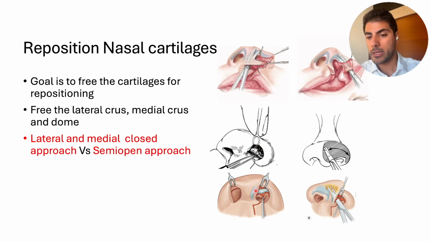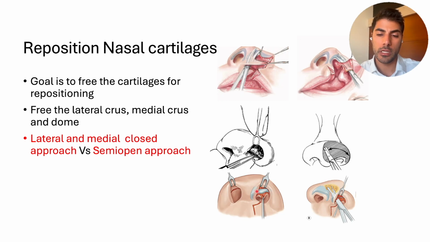And in order to directly visualize the cartilage, to free the cartilage, here, for example, you can see how we can directly visualize the interdomal region, which is not possible with the closed approach. And we can also remove fibrofatty tissue from within the interdomal region, because when we want to close the interdomal angle, it will give a better outcome. But of course, everything comes at its cost.